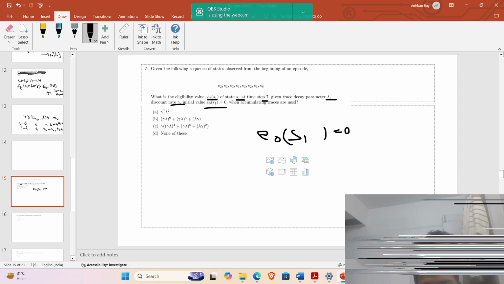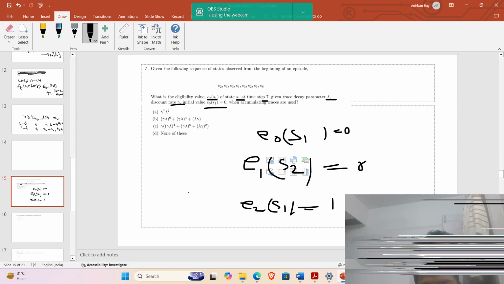So E0 is this. Next you go to S2. S2 is not our desirable state, so E1(S2) just decays, so you put the 0 here and this becomes 0. Next what you have is S1, our desirable state, E2(S1). So this is 0, and so this will become 1.